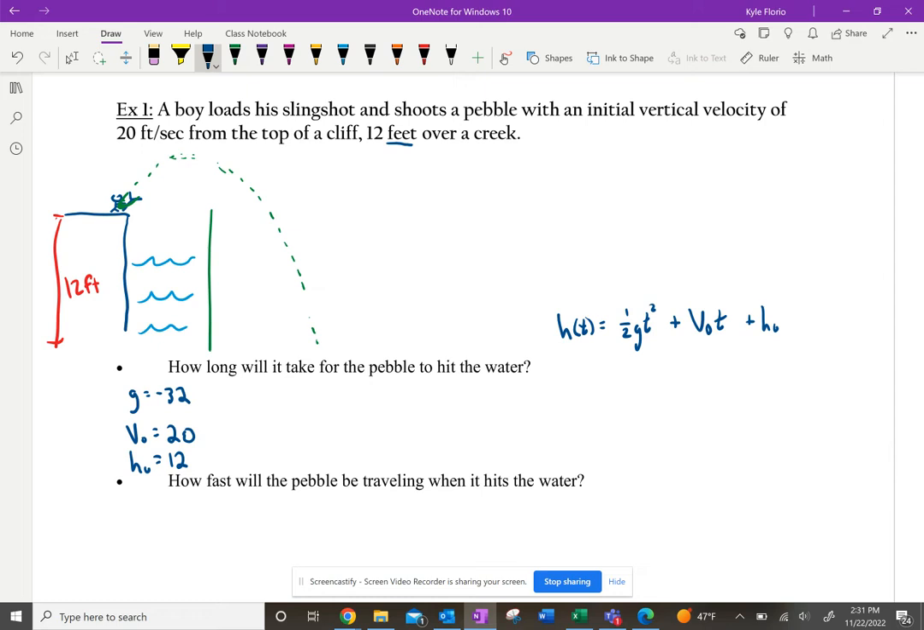Okay. So let's put that into the function here. So height is 1/2 of negative 32, which is negative 16 t squared. My initial velocity is 20.